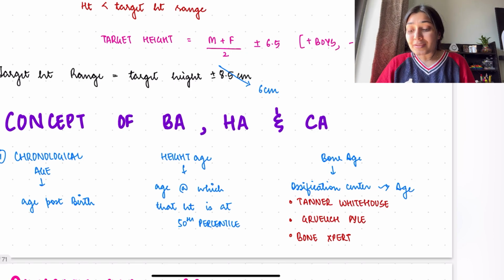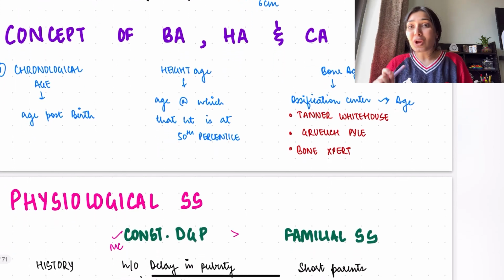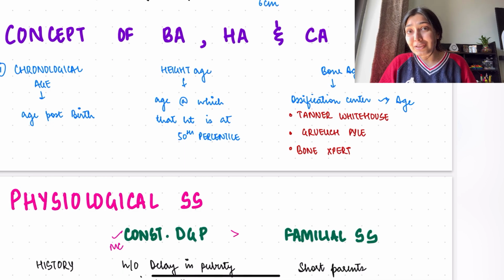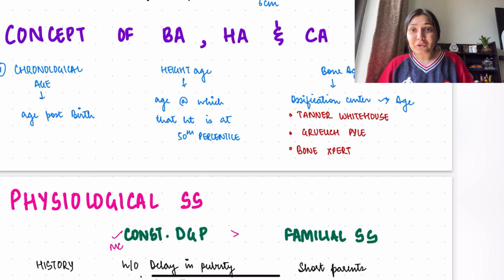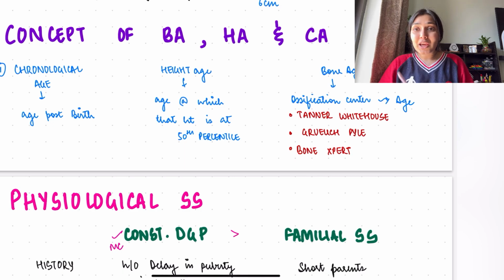Now coming to the concept of bone age, height age and chronological age. Chronological age, we all know what it is. If I was born on 12th of December 2020, then on 12th of December 2024, I'm going to be obviously 4 years, right? So chronological age is age post birth. But what is height age?